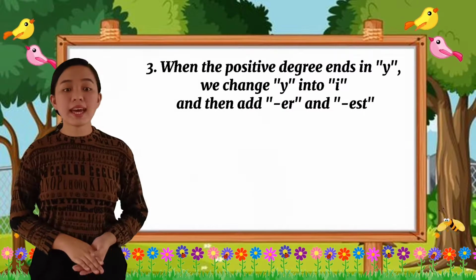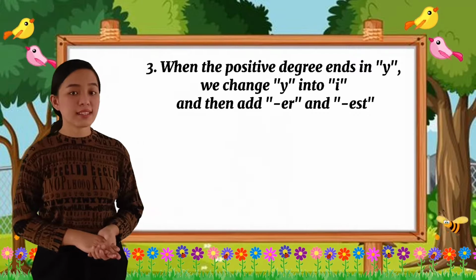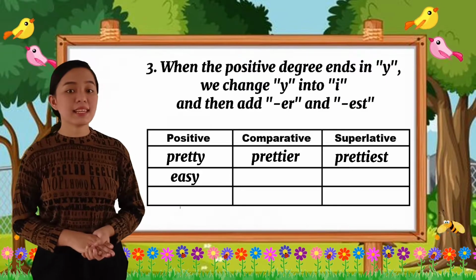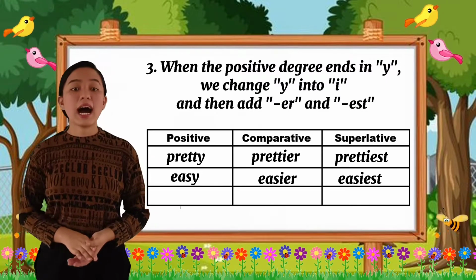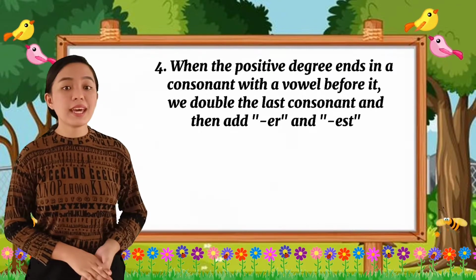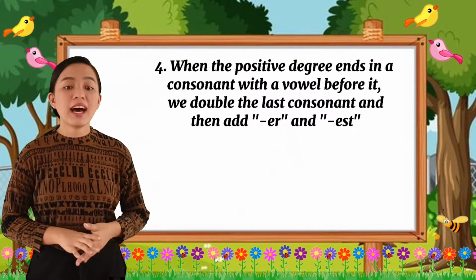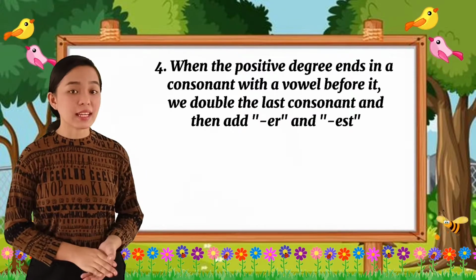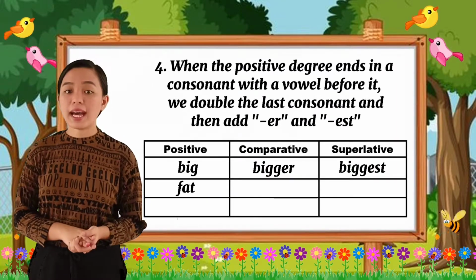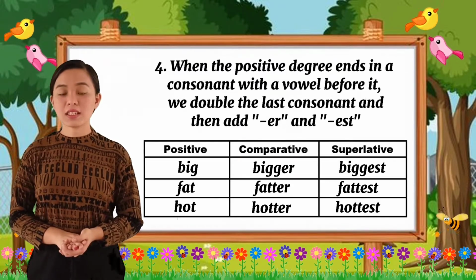When the positive degree ends in y, we change y into i and then add er or est. So for example, pretty, prettier, prettiest, easy, easier, easiest, happy, happier, happiest. When the positive degree ends in a consonant with a vowel before it, we double the last consonant and then add er and est. So for example, big, bigger, biggest, fat, fatter, fattest, hot, hotter, hottest.